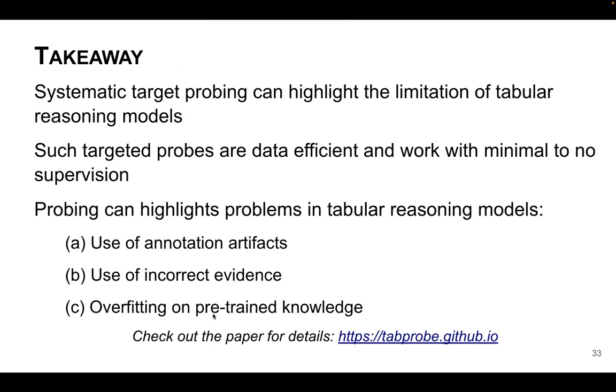So the major takeaway is that we designed systematic probes which can highlight the limitations of tabular reasoning models. Such targeted probes are very data efficient and can be used with minimal or no supervision. Probing with these can highlight many problems in tabular reasoning models, such as the use of annotation artifacts for making predictions with just the hypothesis, ignoring the primary evidence, using incorrect evidence for making predictions, and also relying on pre-trained knowledge rather than looking at the evidence for making predictions.